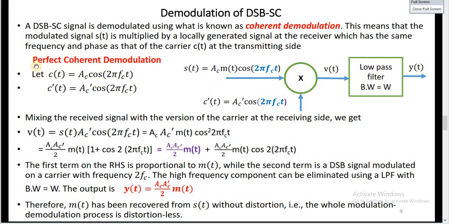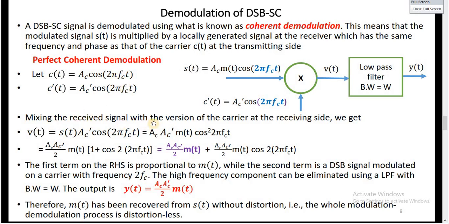We start first with what is called perfect coherent demodulation. With perfect coherent demodulation, we mean that the carrier at the transmitting side equals AC cosine 2 pi FCT. The locally generated signal at the receiver side is AC prime, just a constant, cosine 2 pi FCT. Both of these two signals have the same frequency and phase.